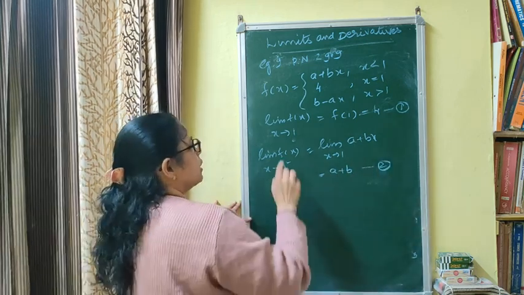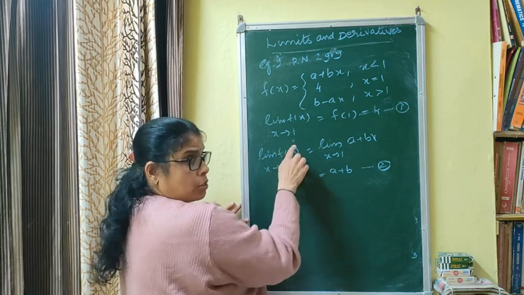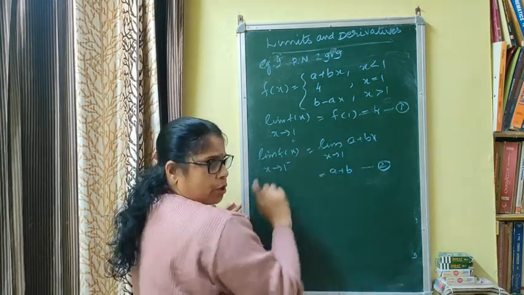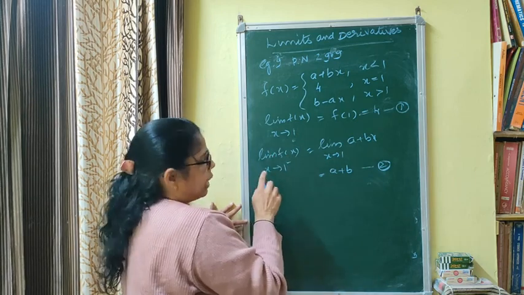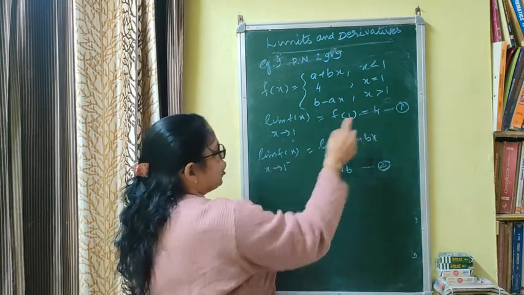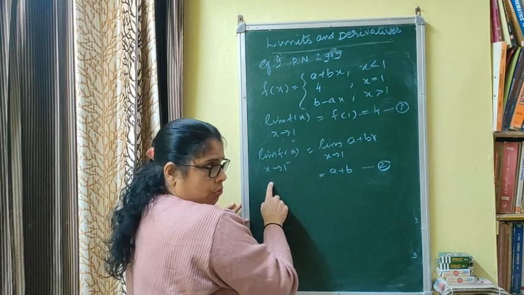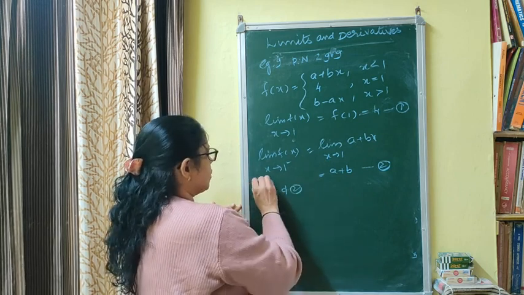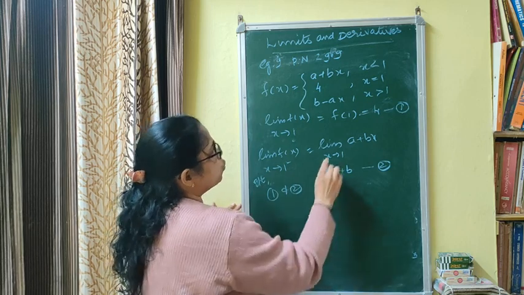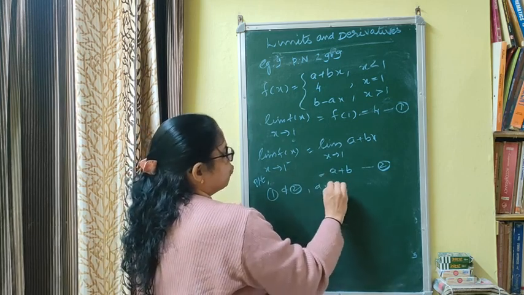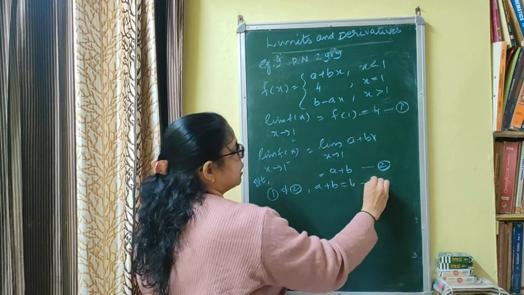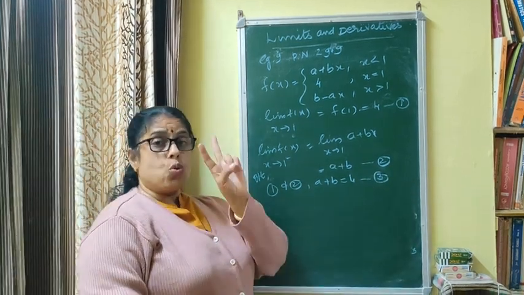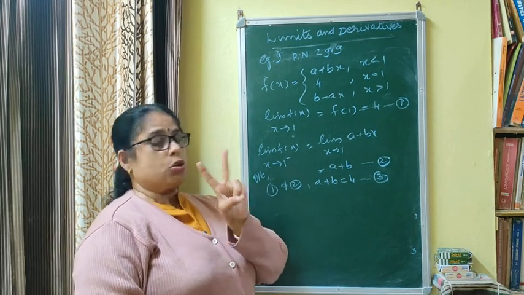Now see, you are given that the limit of f(x) as x tends to 1 exists. So the left hand limit also exists and that is equal to f(1). When the limit exists, the left hand limit will have the value 4 and the right hand limit will also have the value 4. That means from 1 and 2, by the given condition, a plus b is equal to 4. This is equation number 3. Since you have to find the values of a and b, two unknowns, you have to make two equations.